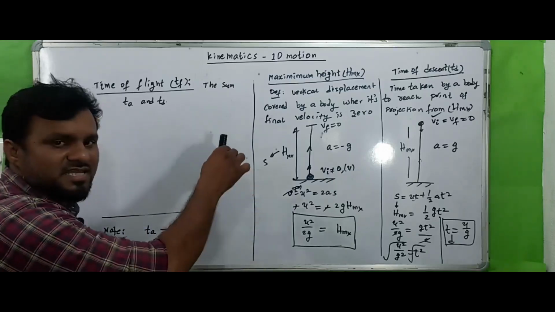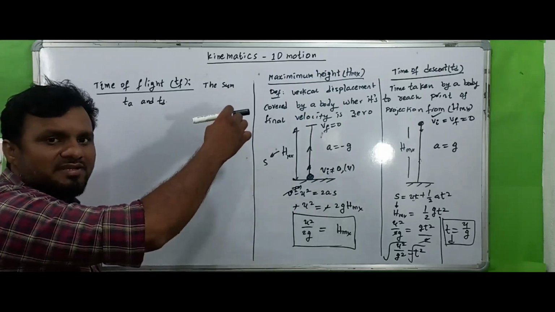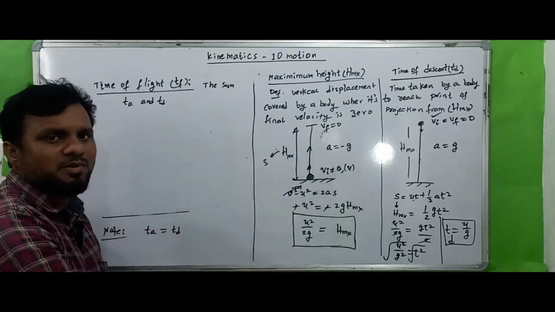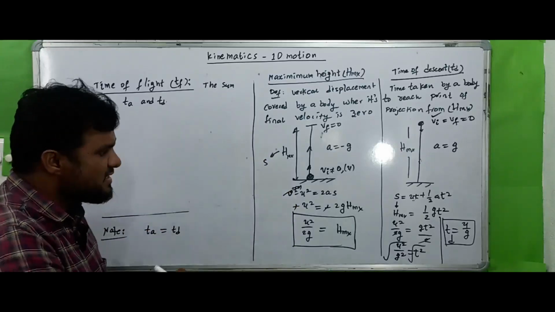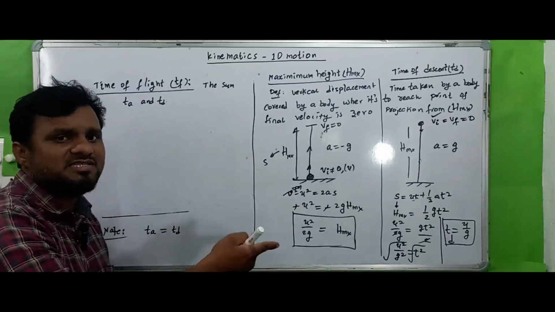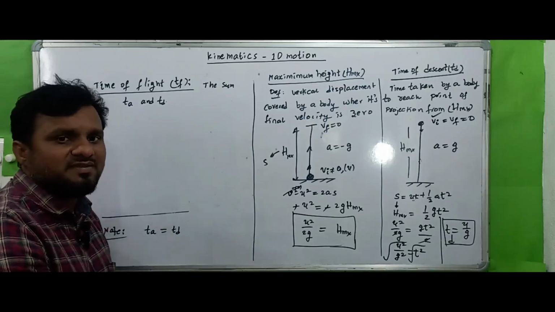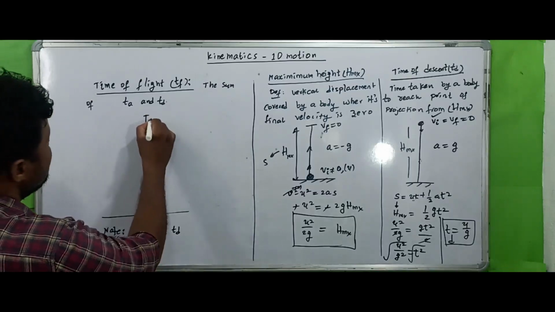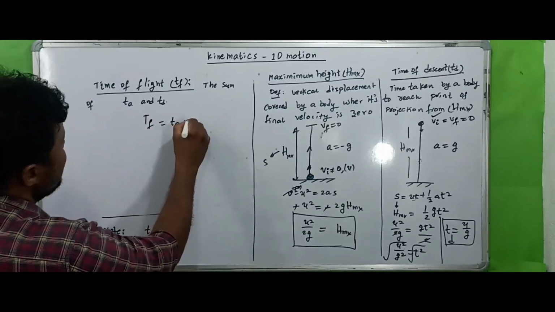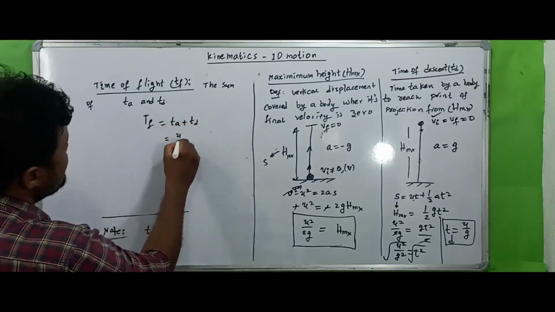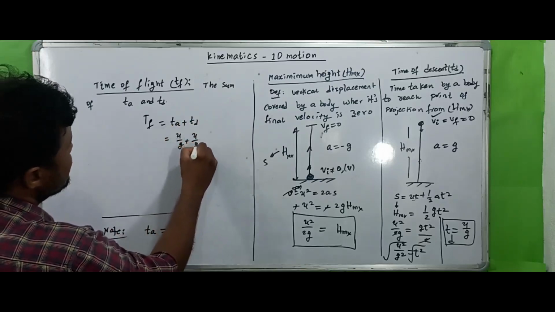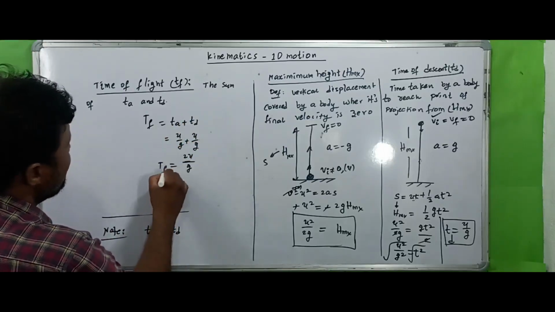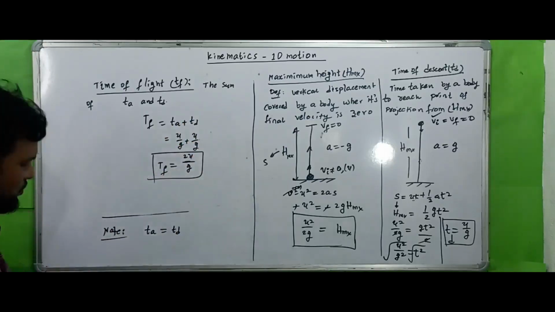So time of ascent, the time taken to reach maximum height, it is still in the air. Time of descent, the time taken to reach the point of projection, it is in the air. That is t suffix a plus t suffix d, nothing but time of flight. Time of ascent plus time of descent is time of flight. T suffix f is equal to ta plus td, u by g plus u by g. If I take LCM, we will get 2u by g. Time of flight is equal to 2u by g.